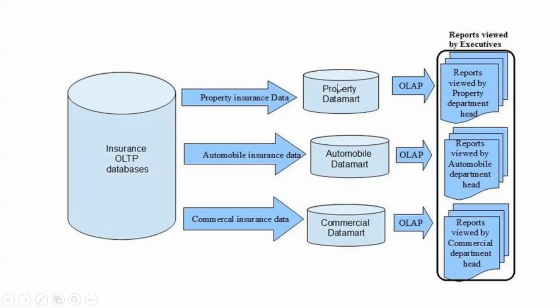But while storing the data, a data mart should be for an individual functional area: property data mart, automobile data mart, commercial data mart. On top of that, the reports can be generated. Maybe with the combination of this OLTP, we can create the entire report, or maybe someone specific will check only the property data mart. For them, we can use a single report. The report can be segregated.